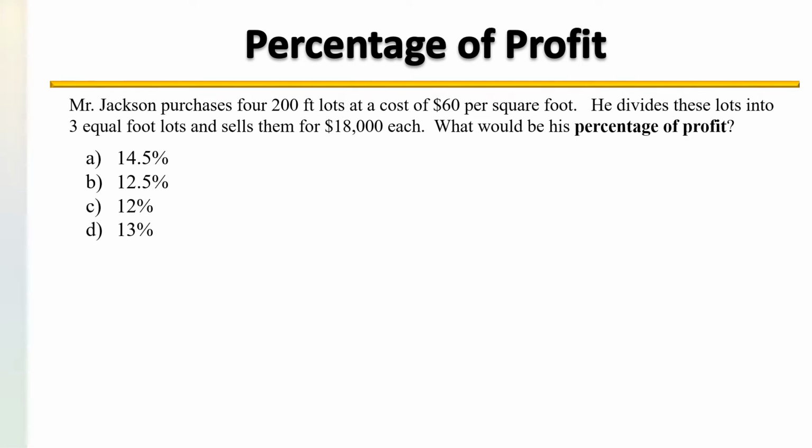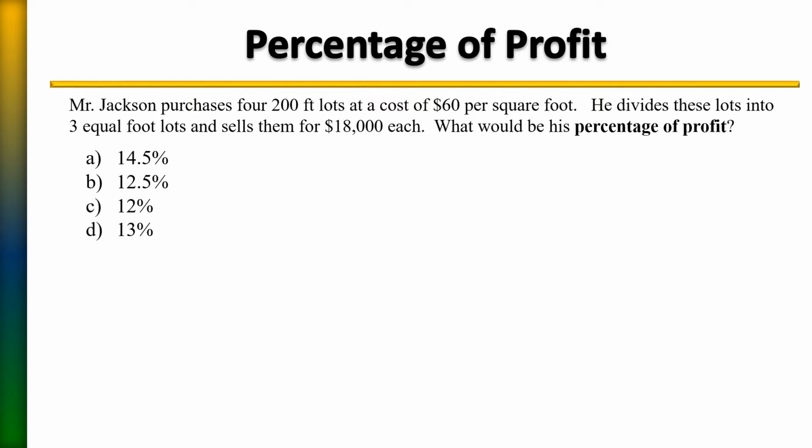Percentage of profit. Mr. Jackson purchases 4 200-foot lots at a cost of $60 per square foot. He divides these lots into 3 equal foot lots and sells them for $18,000 each. What would be his percentage of profit?